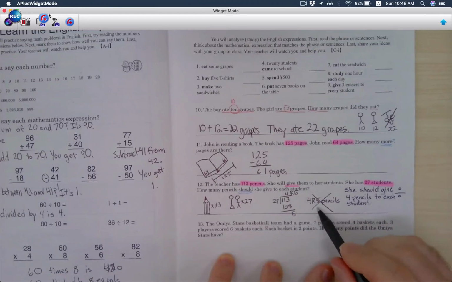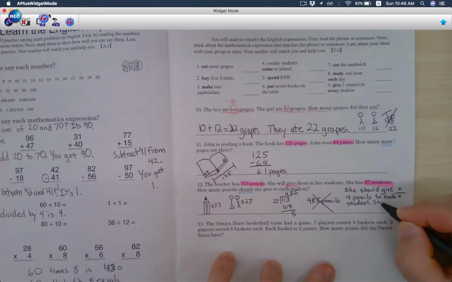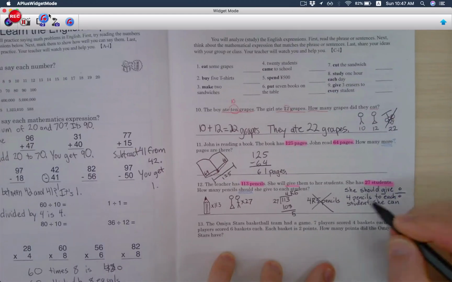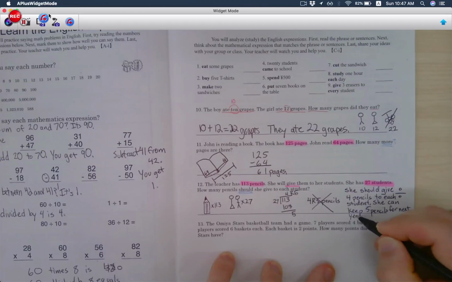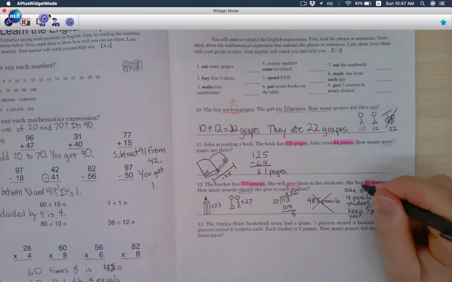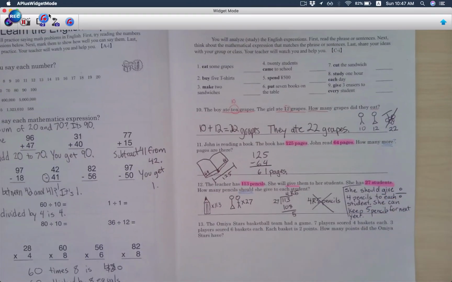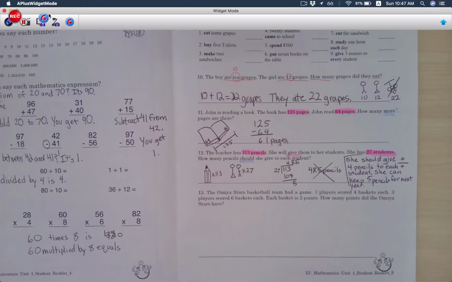And what about the 5? I should say something about that. She can keep 5 pencils for next year or next week. Well, now I have an answer for this. It's time to look at the last problem.